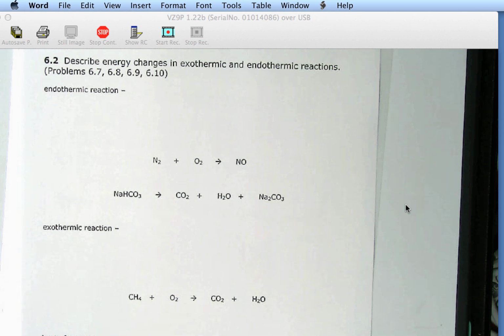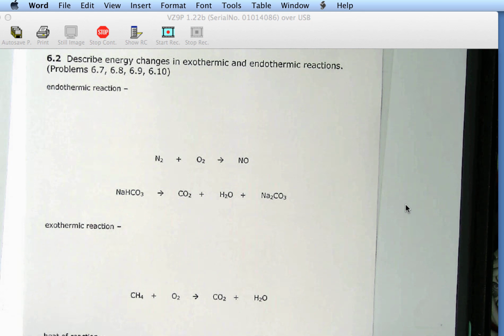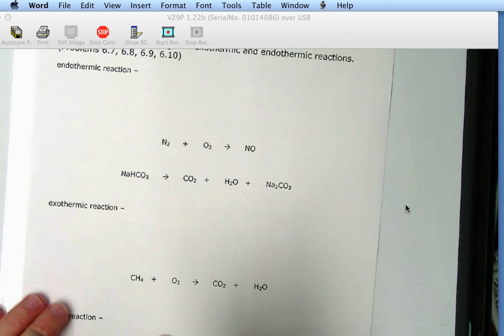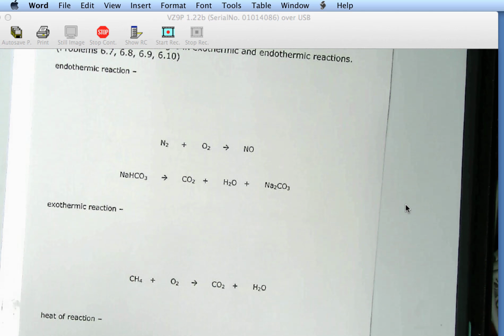Okay. So this second phase of Unit 2 is less problem intensive, more fact intensive. So you'll get a lot of information, but it goes together. So we're going to talk about energy and how there are different types of reactions. You have endothermic and exothermic reactions, how they differ, how they're alike.